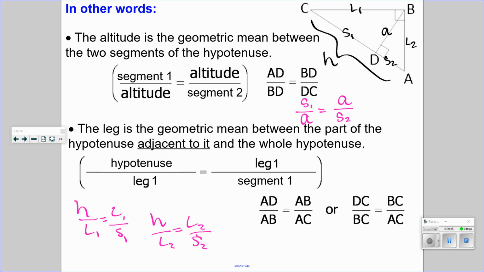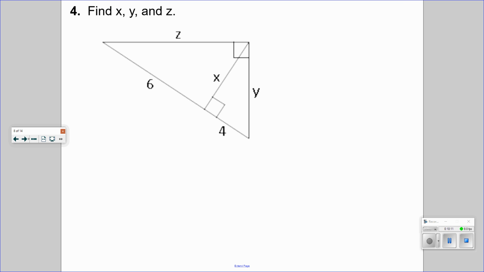Depending on what's given to you controls what proportion you use for each problem. So if they give you enough information to set up whichever one of those three, that's how you know what proportion you solve with. So it's going to get better once we go through the problems. So going through this one.